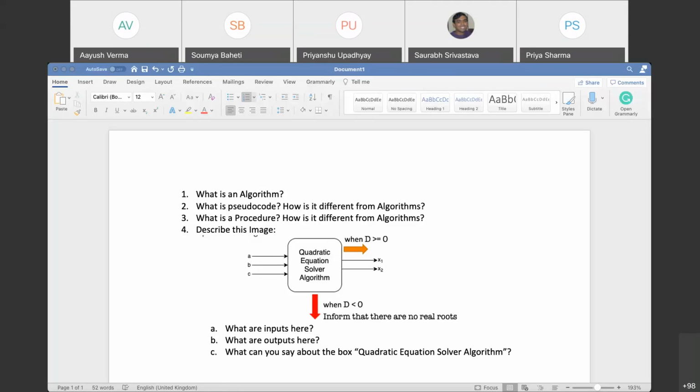And as I said, algorithm is too broad a term. You can basically write whatever you want as an algorithm. But pseudocode is something different. So let us just discuss pseudocode and then we'll come back.